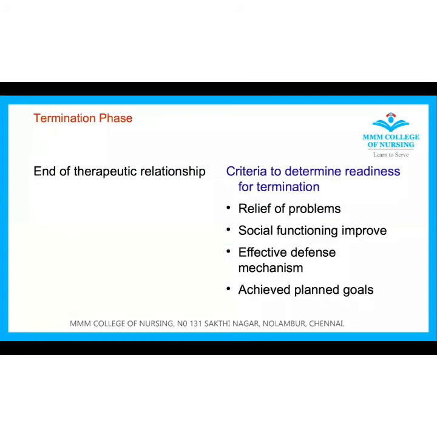Next is the termination phase. This is the most difficult but most important phase of the therapeutic nurse-patient relationship. The goal of this phase is to bring a therapeutic end to the relationship. Here are some of the criteria for determining the patient's readiness for termination. This includes the patient's experiences of relief from presenting problems. The patient's social functioning has improved and isolation has decreased. The patient uses more effective and productive defense mechanisms, and also the patient has achieved the planned treatment goals.